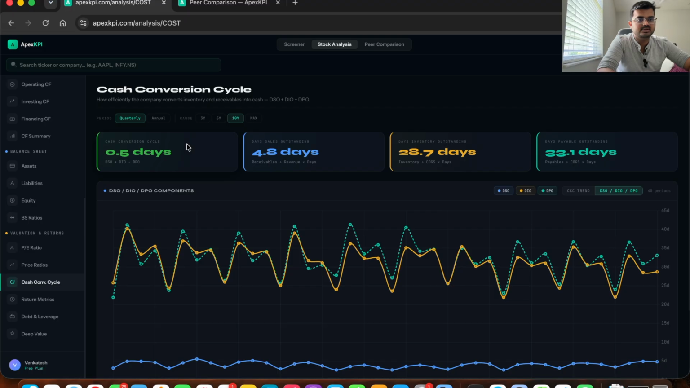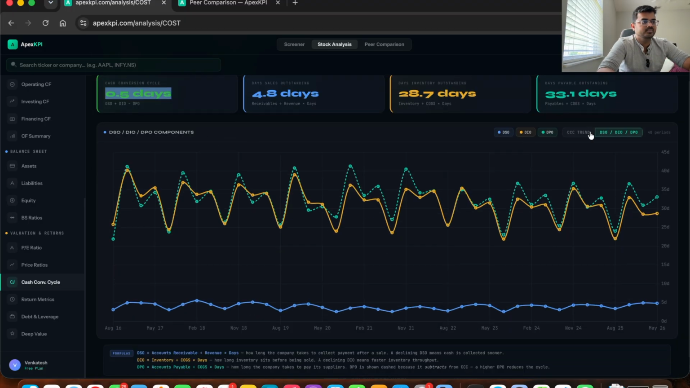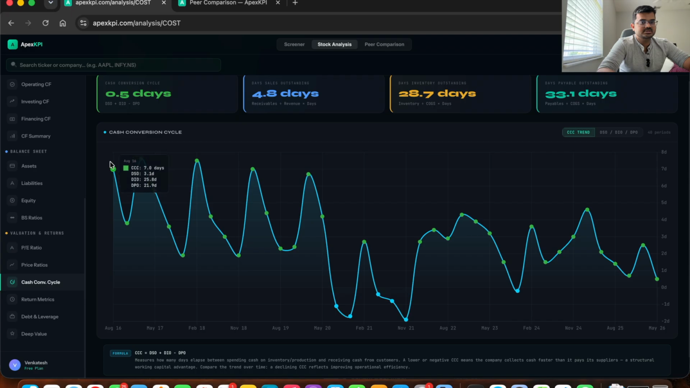By looking at the summary, the cash conversion cycle as of the most recent quarter is 0.5 days, which is a very good number. And I'll tell you how this value is calculated. First, this is how the cash conversion cycle for Costco looks for the last 10 years. It is consistently less than 10 days, which means within 10 days, Costco is able to make the inventory, sell it to the customer and collect the cash back from the customer.